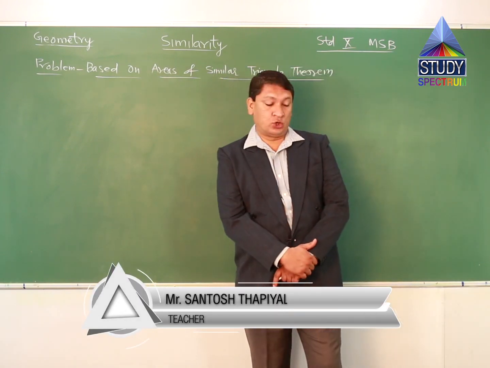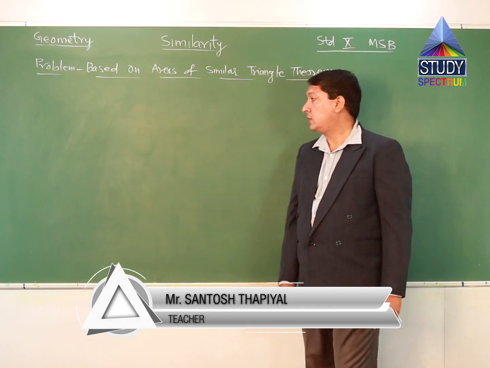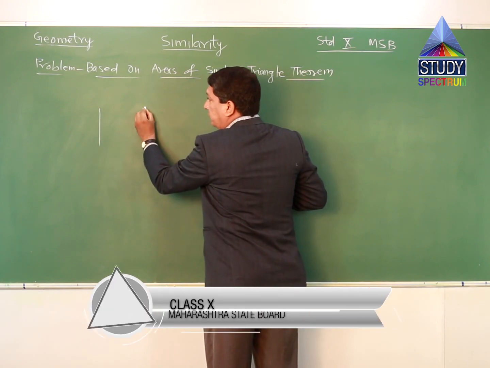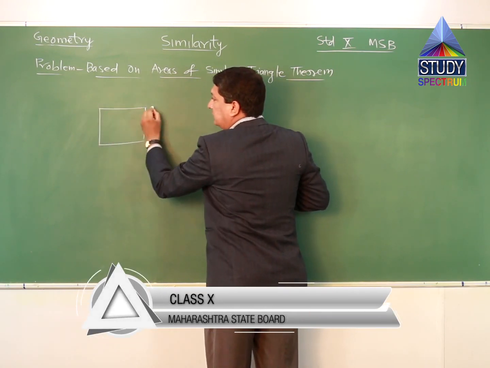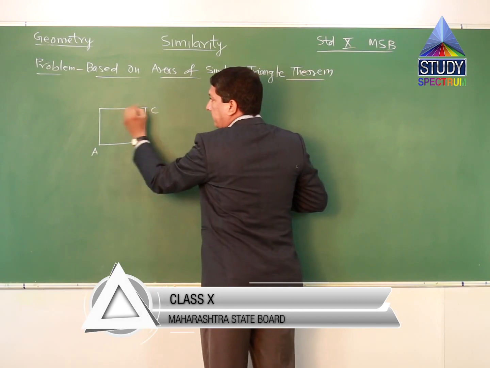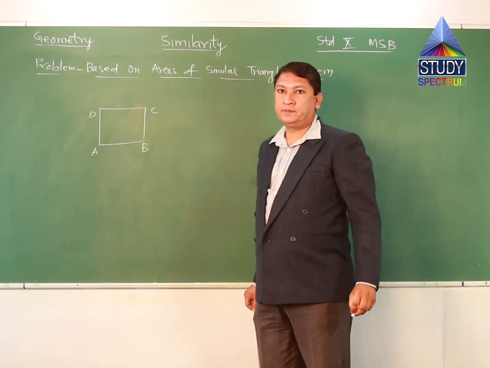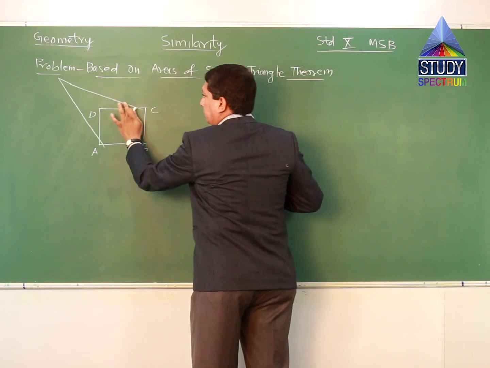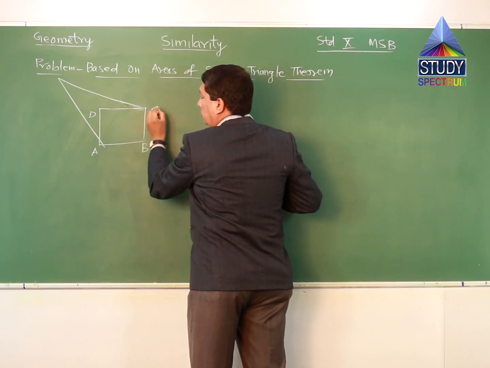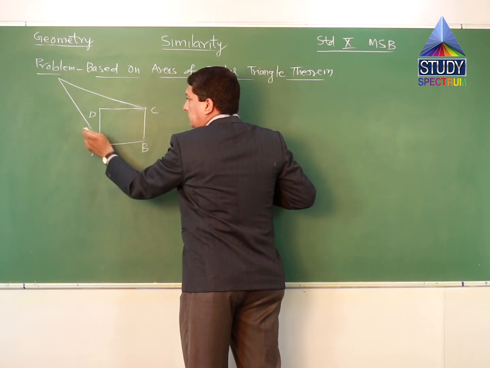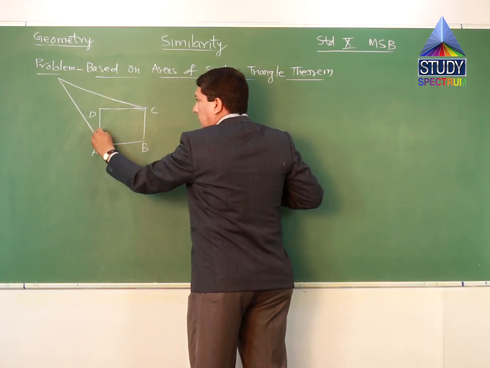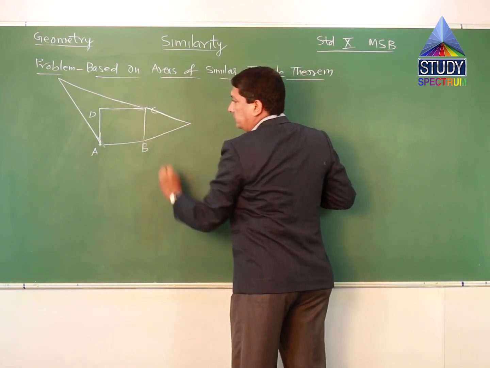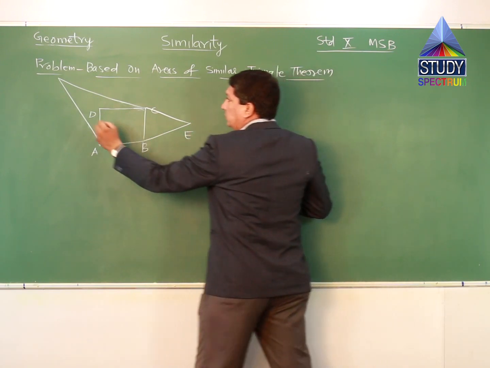We'll take more problems based on theorem on areas of similar triangle. So in this, I'll take a square first. I'll name the square as ABCD. Now in this square, say there is one triangle drawn this side. I'll just correct it. This is how the triangle is drawn. And there is one more triangle which is on this side. This point is say E, this point is say F.